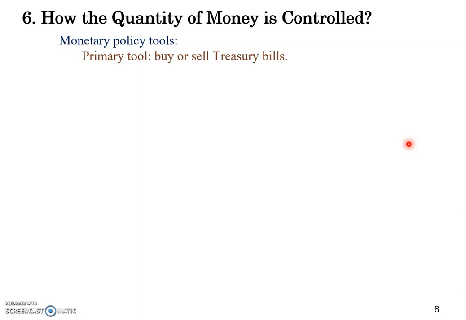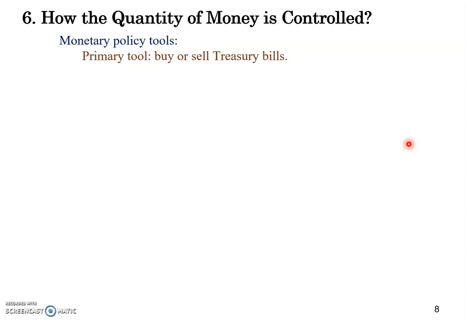Once we have a good understanding of the Federal Reserve System, now we can talk about how the quantity of money is controlled by the Fed. Okay. Now let's start our discussion with the monetary policy tools. There are multiple tools the Federal Reserve can use to control the money circulating in our economy. And the primary tool is called the open market operations. That means the Fed can buy or sell the bonds or bills issued by the Treasury Department.